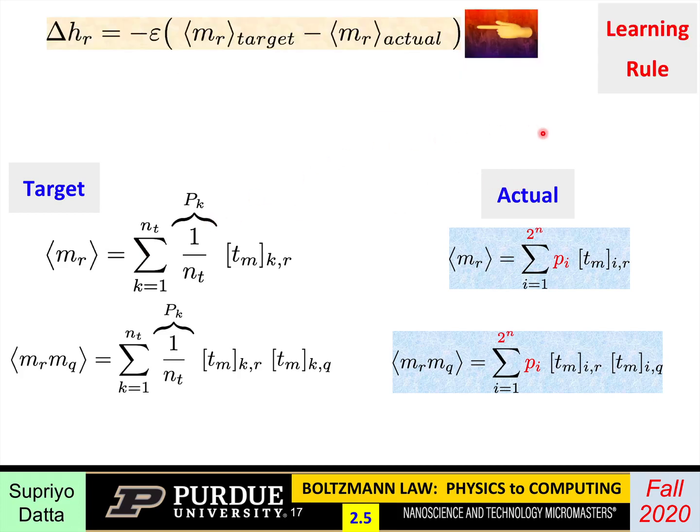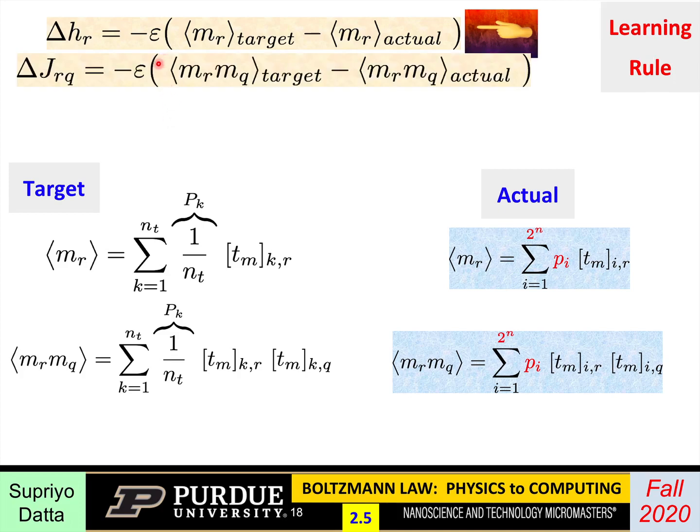Well, that's where you have the learning rule. The learning rule tells you that if the target average is bigger than the actual, then you should decrease the H value corresponding to that neuron. It's a decrease, so that means if what's inside is positive, then the delta should be negative. That's why the minus sign. And this epsilon is what you call a learning parameter. So you try to keep it small but not too small. Okay. And I'll explain why this works in a minute.